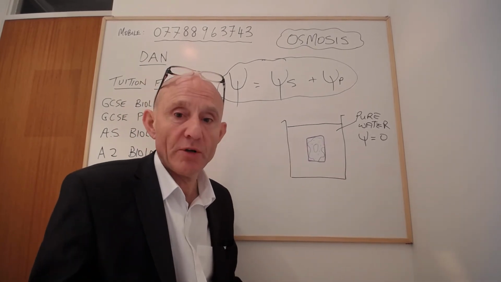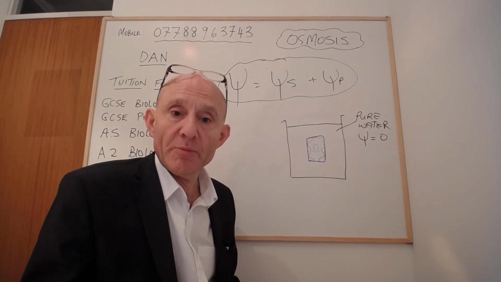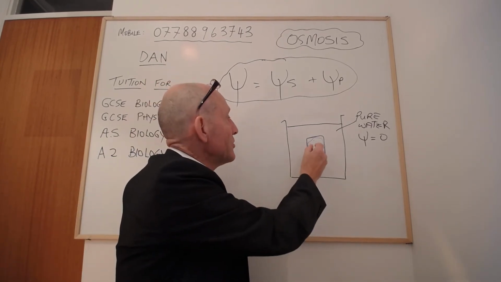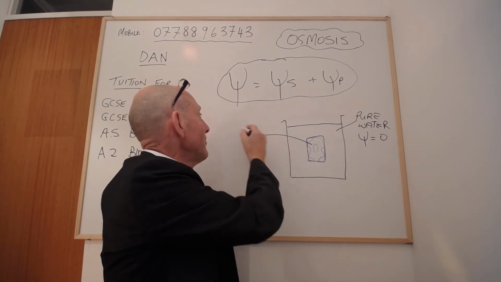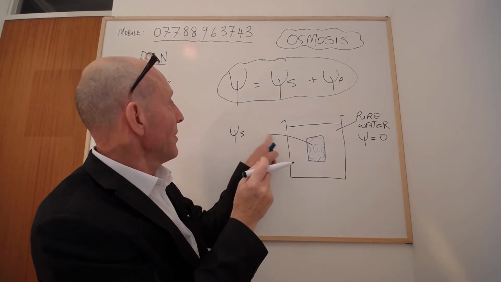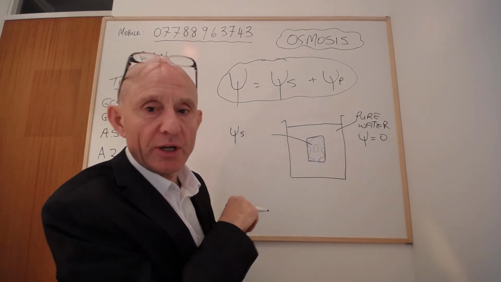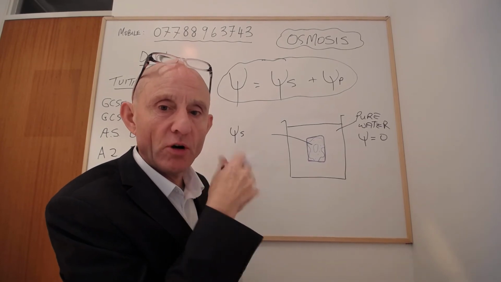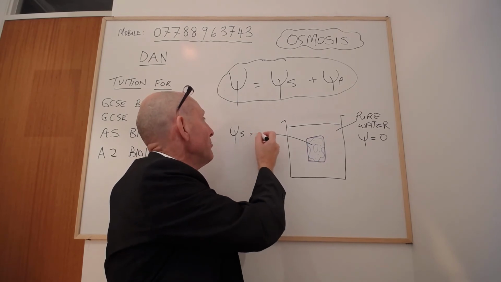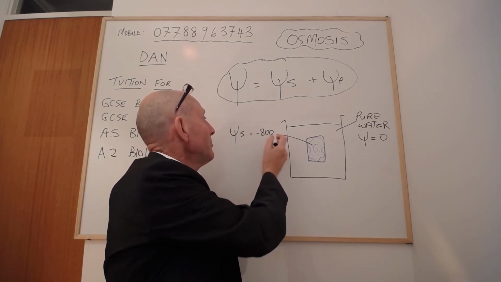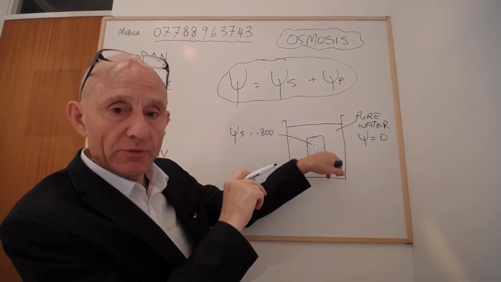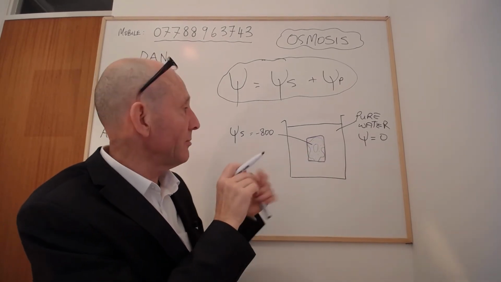Now, however, I want to explain it in terms of solute potential and pressure potential. So first of all, let's look at the solute potential of the cytoplasm and vacuole of this cell. If I asked you to think of a value for the solute potential of the contents of the cytoplasm and vacuole, I'm going to make up an example. I might say it's minus 800. Why do I say it's minus 800? Because it contains lots of dissolved solutes and so on. So the solute potential of that cytoplasm is minus 800.